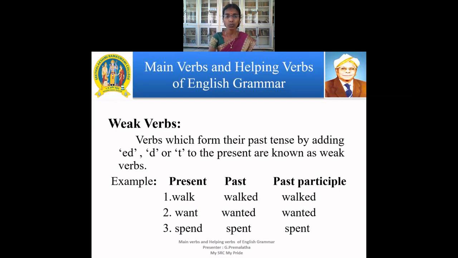I have given two more examples. Want, wanted, wanted, spend, spent, spent. So in the third example, we just add t alone.